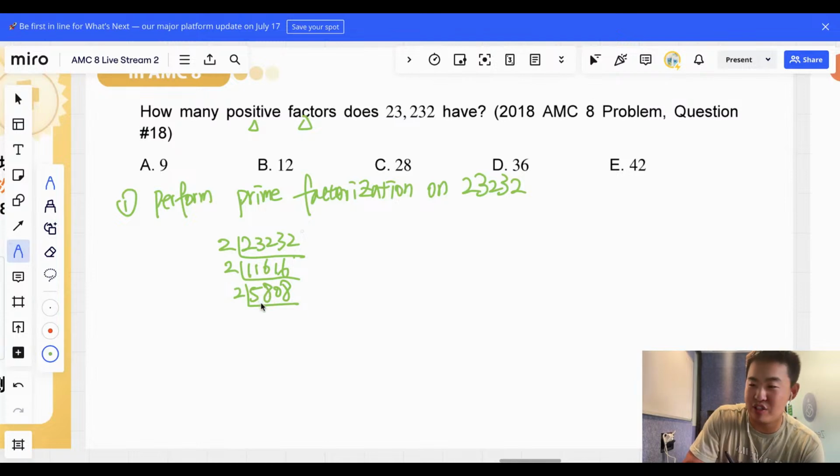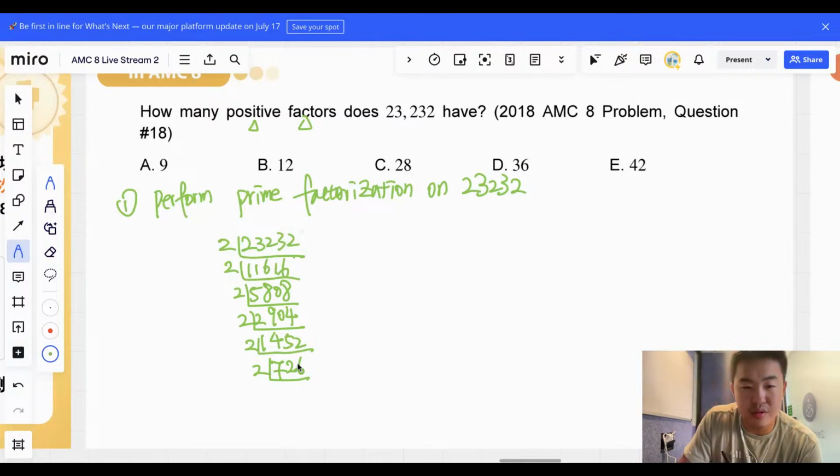5,808 divided by 2 will give you 2,904, right? You can test it yourself. Then 2,904 divided by 2, you will have 1,452. Then continue, since we have 2 as the last digit, an even number. 1,452 divided by 2 is 726. Then same deal, even number divided by 2. That will give you 363. If you times 2 back, you will get 726. Okay, that's correct. So 363.